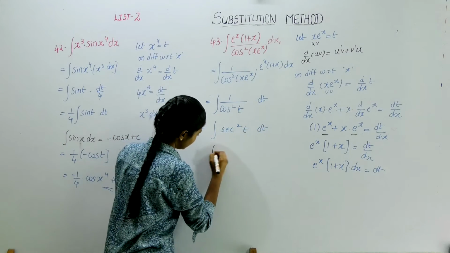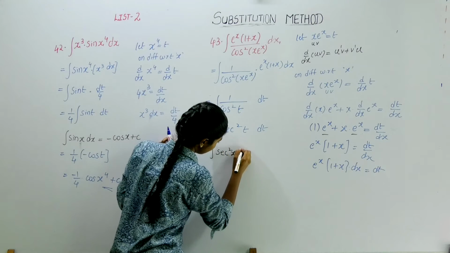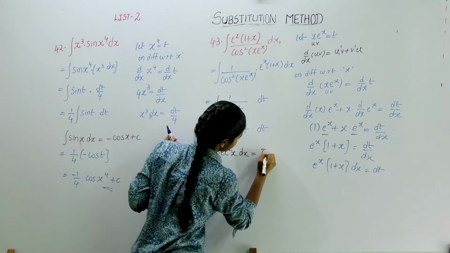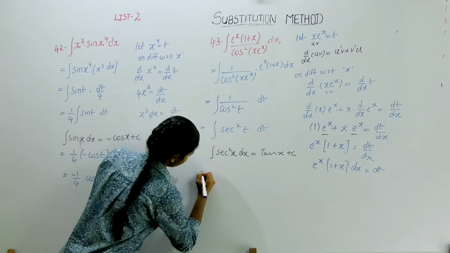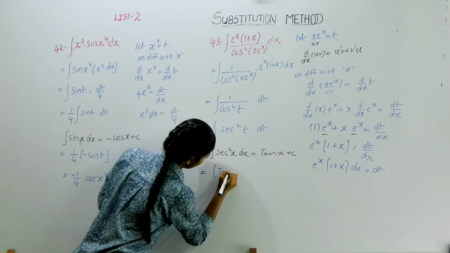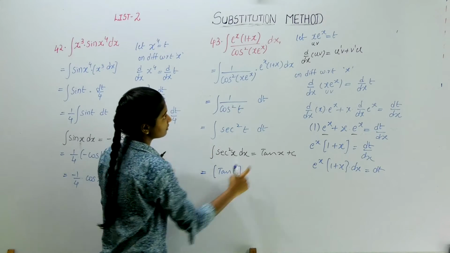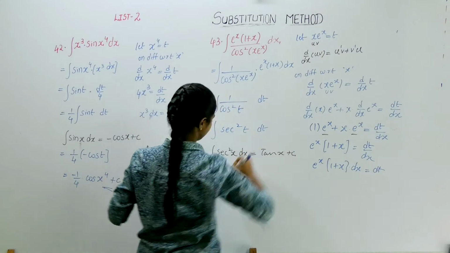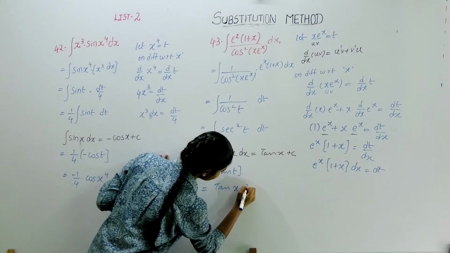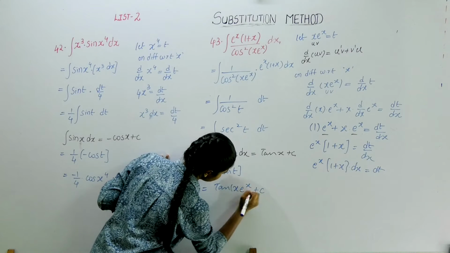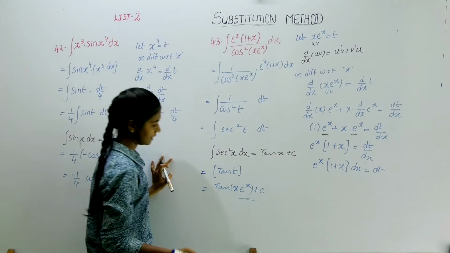In integration we have integral secant square x dx is equal to tan x plus c. When we substitute the formula, we have tan t. What is the value of t? It is x e power x. It is equal to tan of x e power x plus c. This is the final answer.